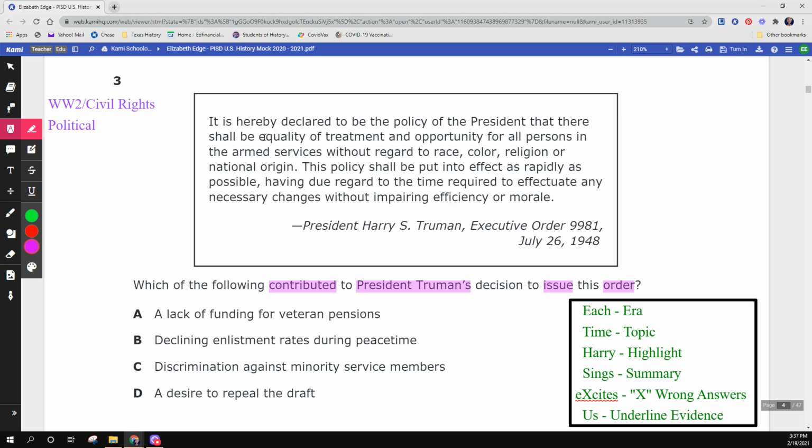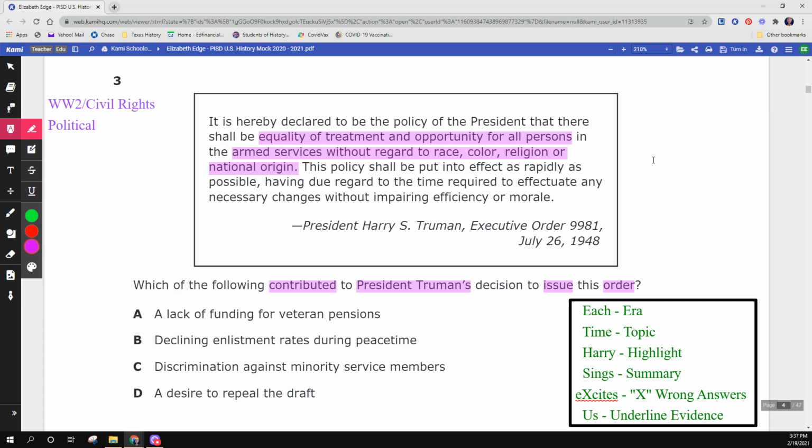So it is hereby declared to be the policy of the President that there shall be equality of treatment and opportunity for all persons. I would highlight equality of treatment and opportunity for all persons in the armed services without regard to race, color, religion, or national origin. This policy shall be put into effect as rapidly as possible, having due regard to the time required to effectuate any necessary changes without impairing efficiency or morale. So Truman is saying that this issue needs to be put in place as quick as possible, and the order is equality of treatment despite one's race, color, religion, or national origin.